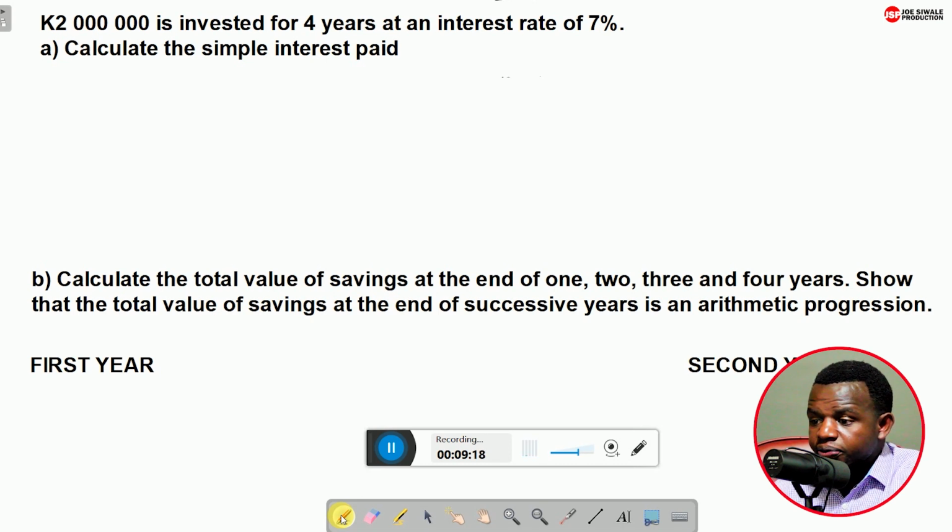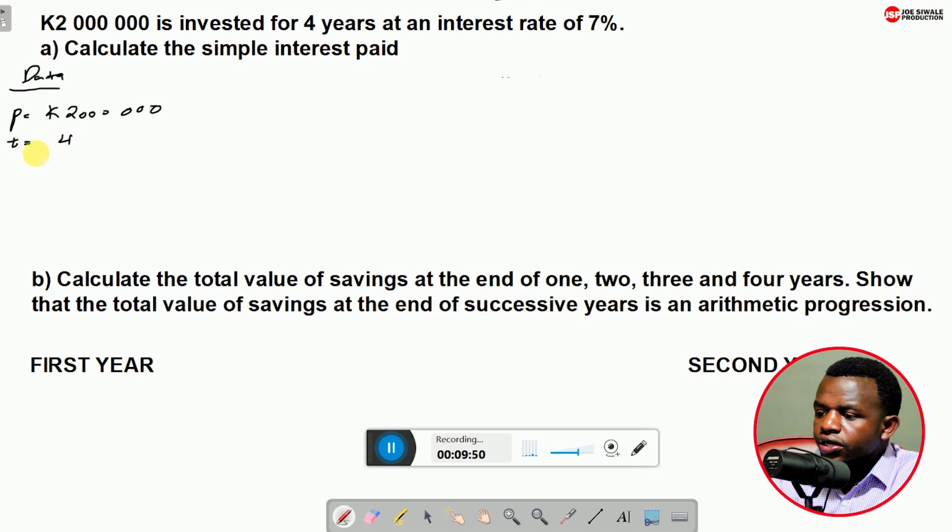So we have our first example here. 2 million is invested for 4 years at an interest rate of 7%. Calculate the simple interest paid. The first thing we are supposed to do is to collect our data. So what do we have? Our principal we have been given as 2 million. The number of years is 4 years. The rate of interest is 7%. And we have been told to calculate our simple interest, which we don't know.